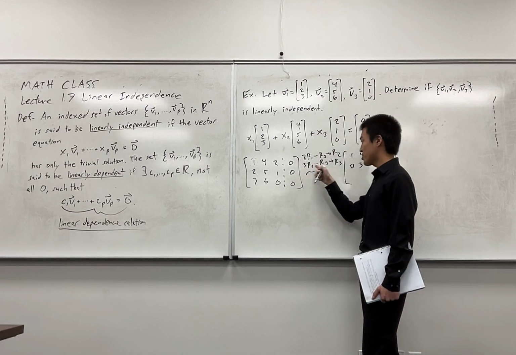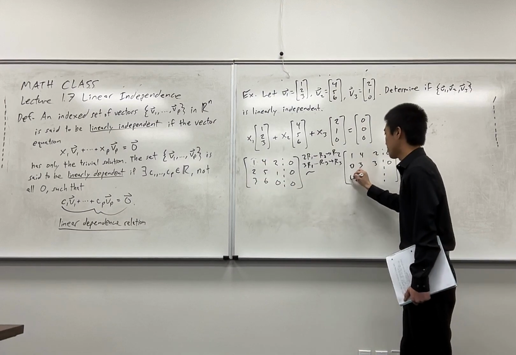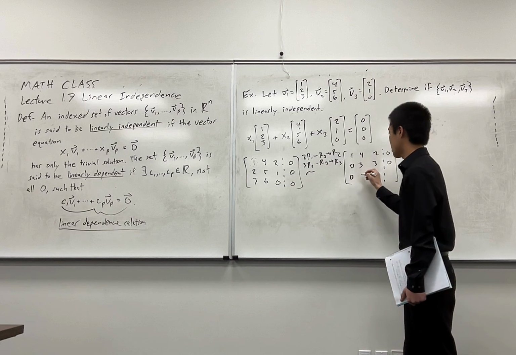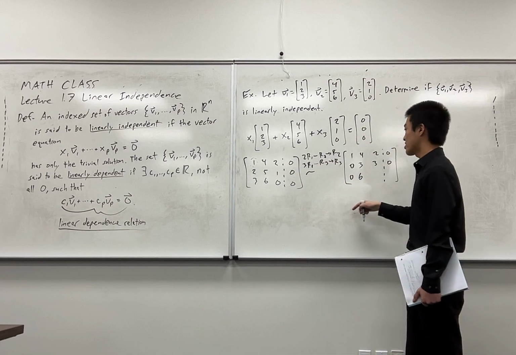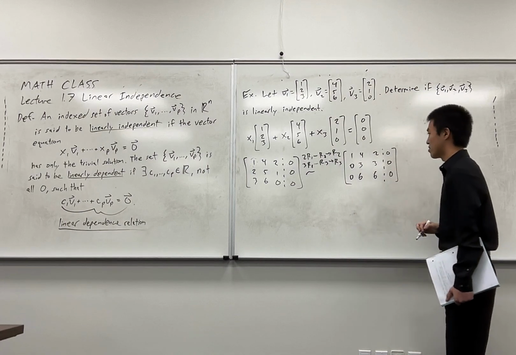Bottom row, so now I'm using this equation. Triple the top row, subtract. 3 minus 3. Triple, 12 minus 6. Triple, 6 minus 0. And then of course we have 0.